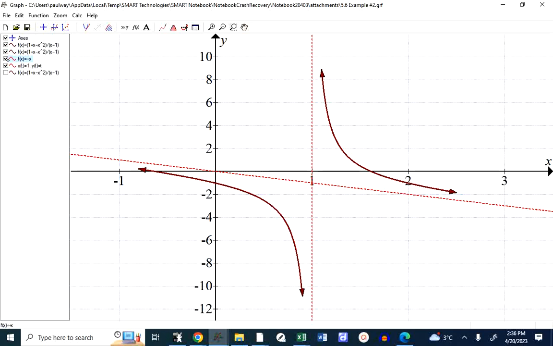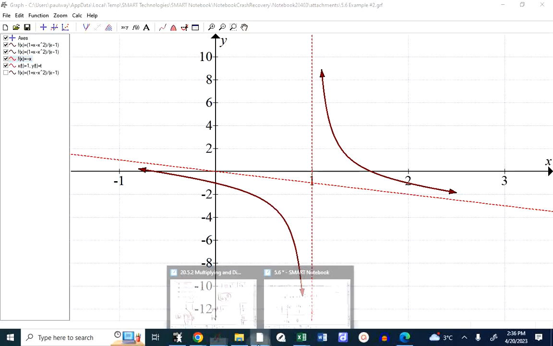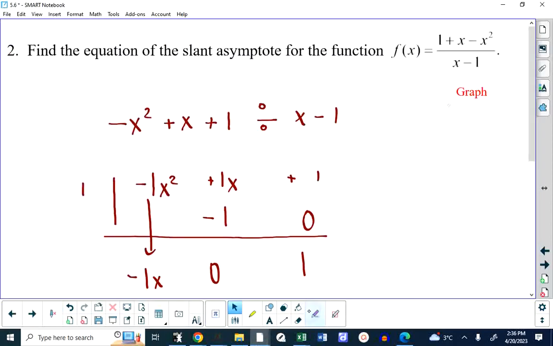Go ahead, Will. Can there be a slant asymptote and it be the only asymptote of a function? Yes. In other words, can this happen if there are no vertical asymptotes? And I'm going to say yes, and I had to think about it just briefly.